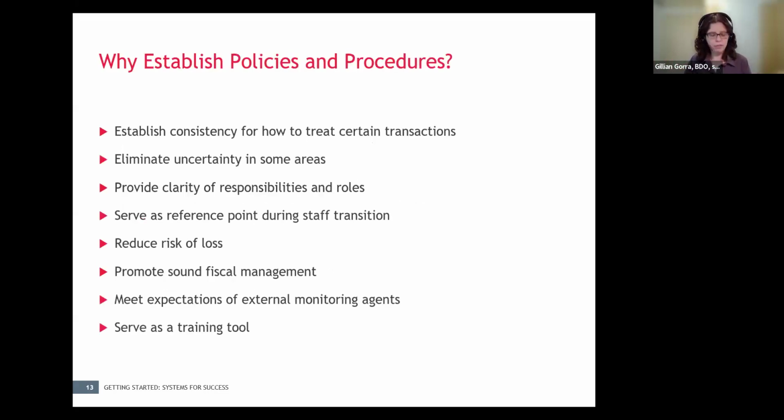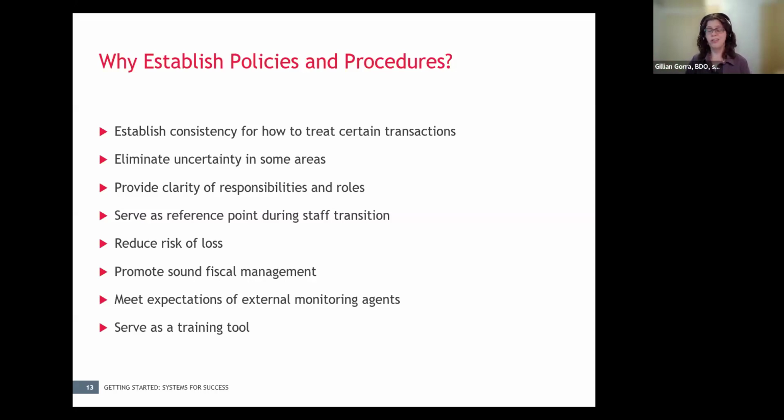Why should we have them? This may seem obvious, but there's really a long list here. Consistency. We want to make sure that everyone is behaving in the same manner every time. There's always going to be something that comes up that might shift a process a little bit in the moment, but for the most part, we really want to be consistent. It really helps eliminate uncertainty. How am I supposed to make this purchase? Who am I supposed to go to for approval? If we've got documented policies and procedures, it adds clarity. It can be a great reference point when we're training folks, and it doesn't have to be staff necessarily. It could also be new board members or volunteers coming into the organization.